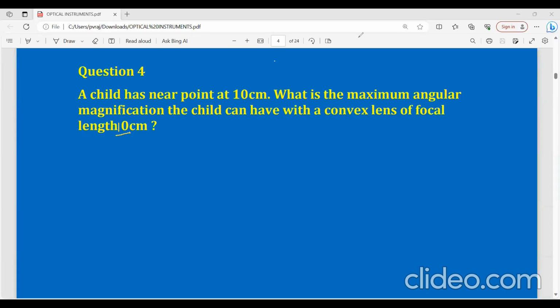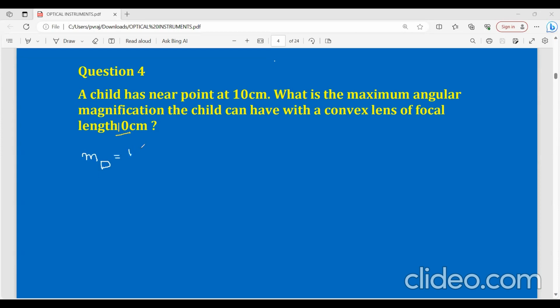One more simple question. A child has a near point at 10 centimeters. Really the near point is 25 centimeters for a healthy person, in average distance. But here it is given for a child as 10 centimeters. What is the maximum angular magnification the child can have with a convex lens of focal length 10 centimeters? I already told you that maximum angular magnification we have only when the object is at near point.